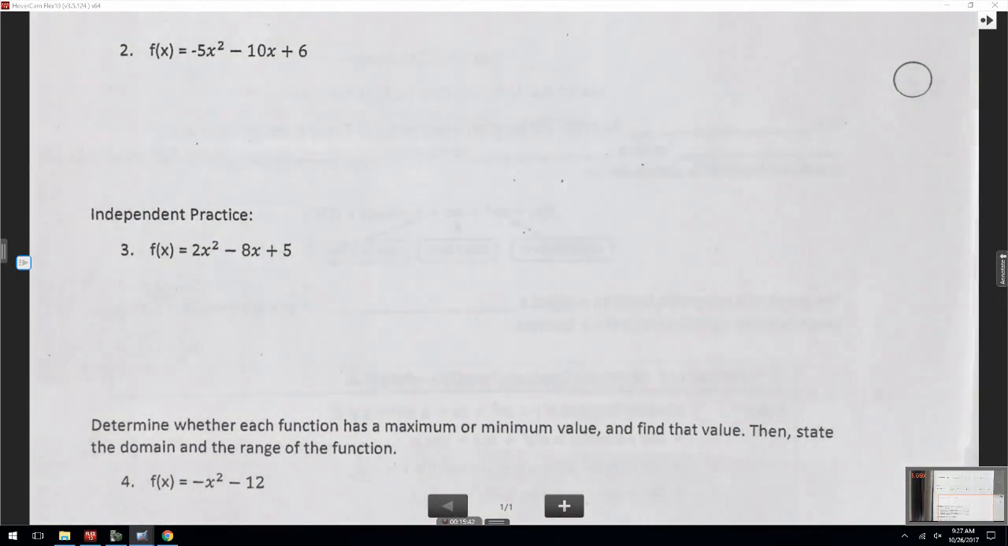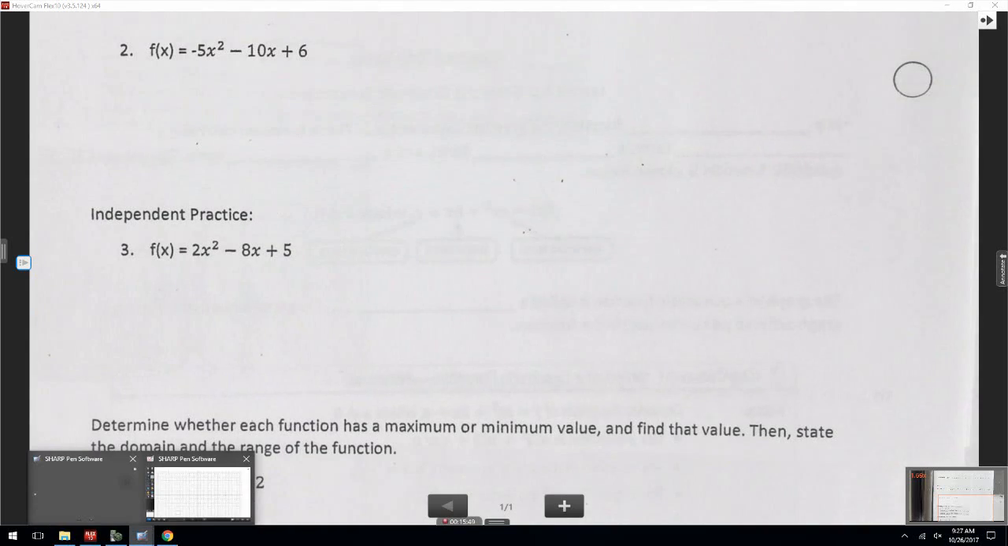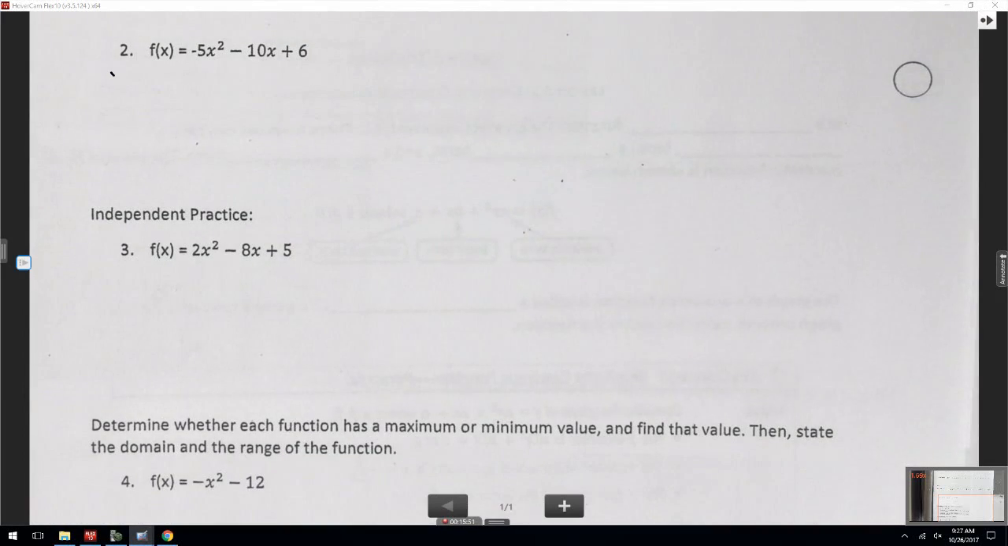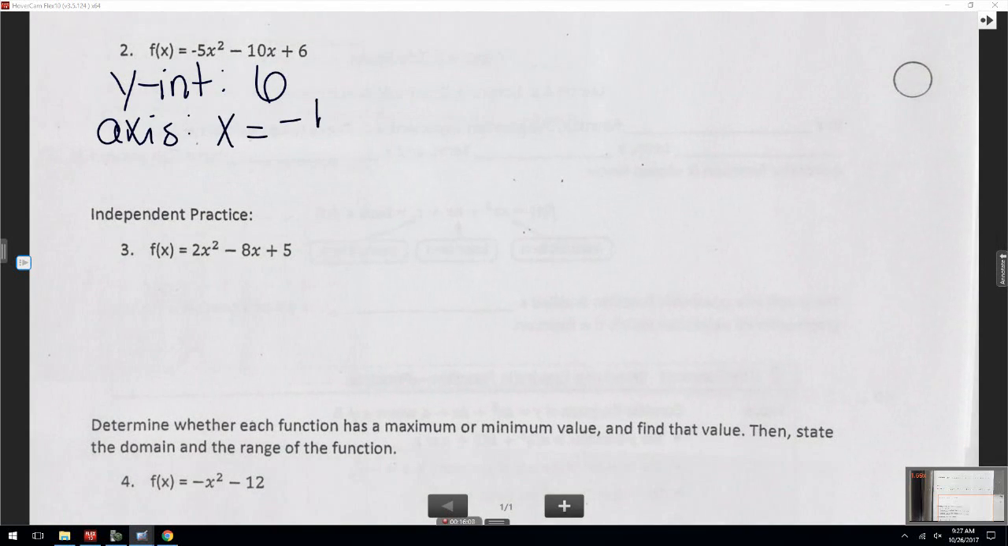All right, very first thing on our learning triangle. What's the very first thing we're supposed to find? Y-intercept. How'd you get that? It's the number by itself, right? Y-intercept is 6. We've got to use this stuff in just a minute to graph. All right, what's the next thing we've got to find? Axis of symmetry. What's the formula for axis of symmetry? X equals. Make sure you write that x equals on the front, guys, okay?